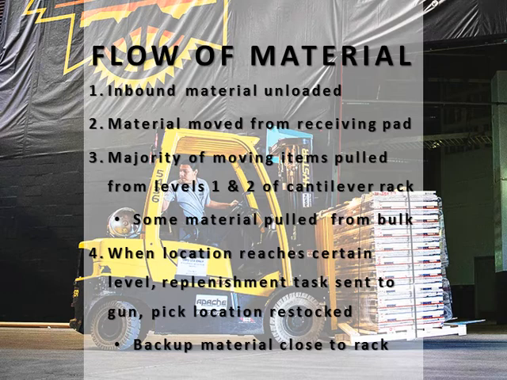after being received. The majority of our fastest inside moving items will be pulled from levels 1 and 2 of the cantilever rack in storeroom 20, but there will be material that will have to be pulled from bulk. When a dedicated location reaches a certain level, a replenishment task will be sent to a gun and the pick location will be restocked with a unit from bulk storage. For levels 1 and 2, backup material will be close to the rack.